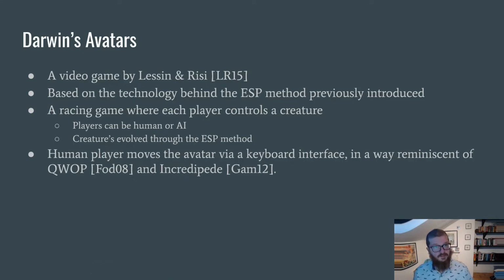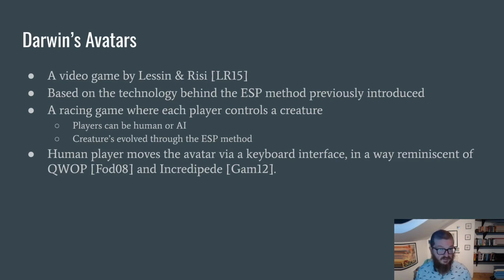Okay, so the authors also made a small video game based on the techniques of ESP. They call it Darwin's Avatars. Darwin's Avatars is a two-player game where each player controls their own animat and competes to reach the end of a straight piece of racetrack first. Additionally, the goal must be reached within a set time. So if one or both players fail to reach the end of the track, the player who got closest to the goal wins. The time limit depends on the type of creature used for the race.